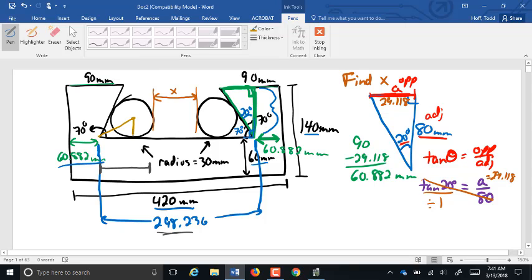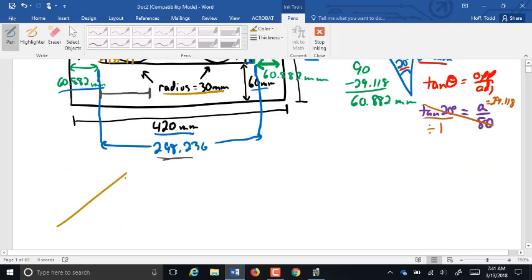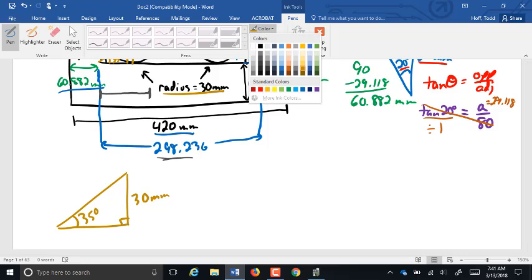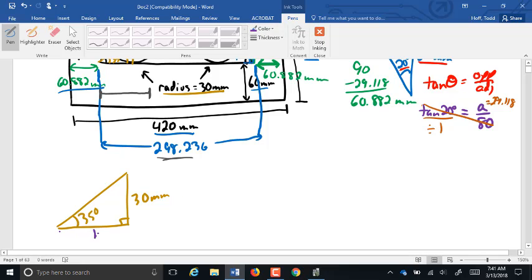If I drop this down, what do I know about that? It's a right angle. It's a radius of a circle to a tangent. That's a right angle. What do I know about this angle here? Half of the 70, so 35 degrees. The only dimension I know there is my radius. So I'm going to look at that triangle there for a minute. I have 35 degrees. I have 30 millimeters. The dimension I really want is this one here. I'm going to call that B.